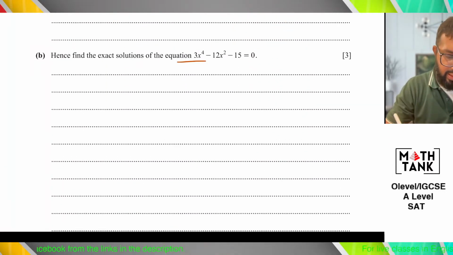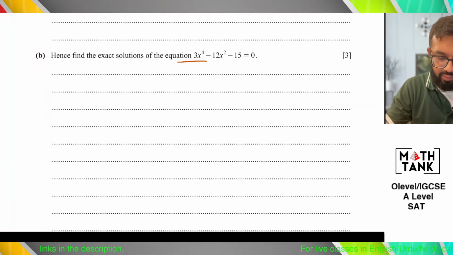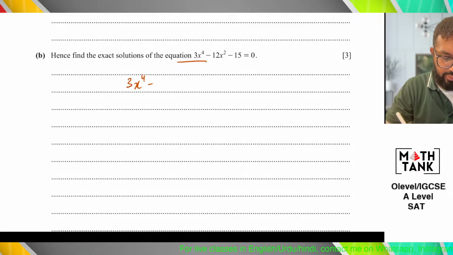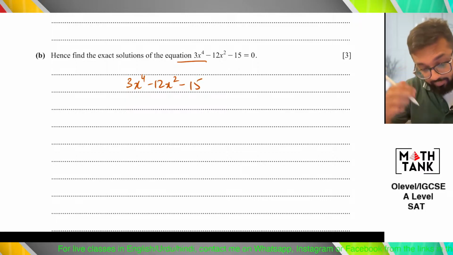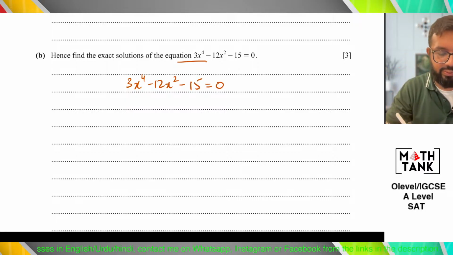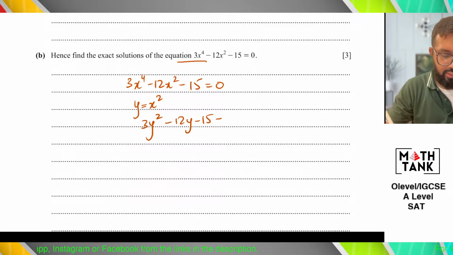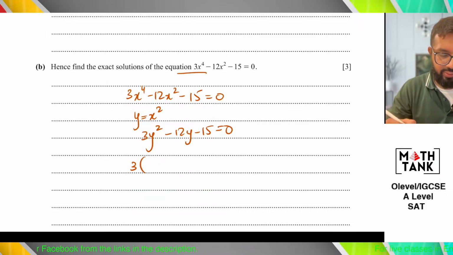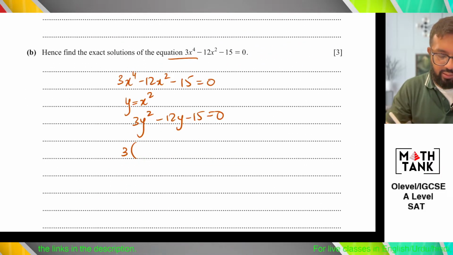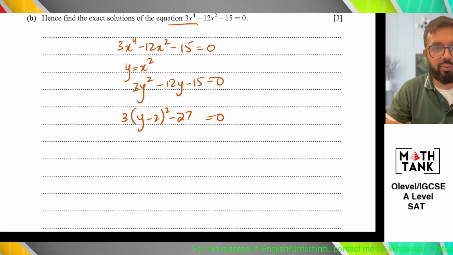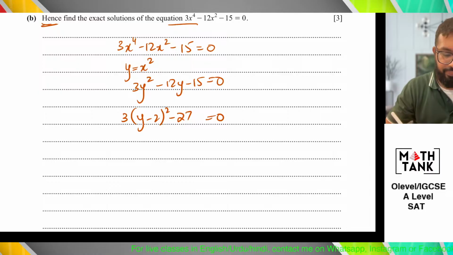Okay, hence find the exact solution of 3x power 4. So what I can say is that this is a disguised quadratic equation. When it says hence, I am bound to use the previous part in this. I'm first going to make a substitution. Then I'm going to use my completed square form, although I have a feeling that you can do it without the completed square form as well, but you should learn how to use the hence part.